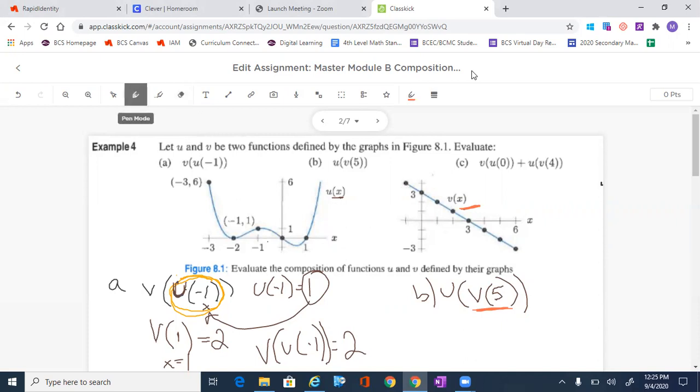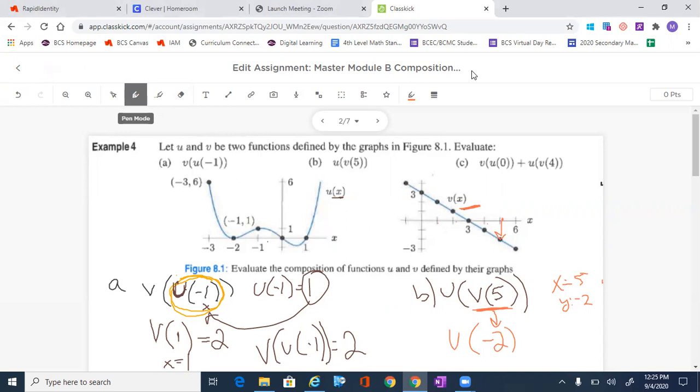I go X equals 5 on the V graph, and I come over here and say 1, 2, 3, 4, 5, and then I go down to, it looks like -2. So X equals 5, Y equals -2. So this gets replaced with -2. And then I put the U there, and so it says U of -2.